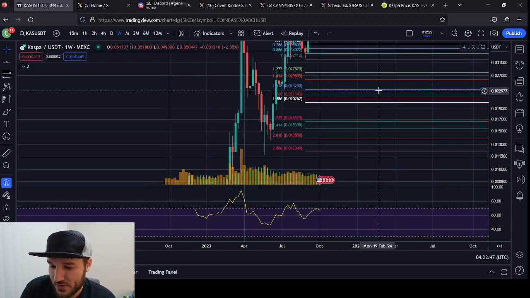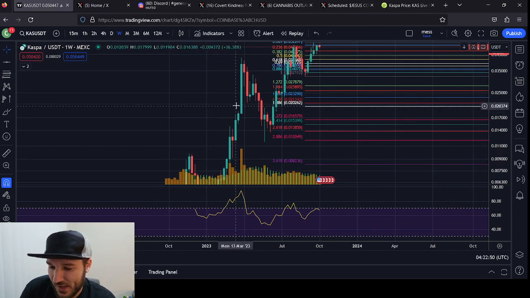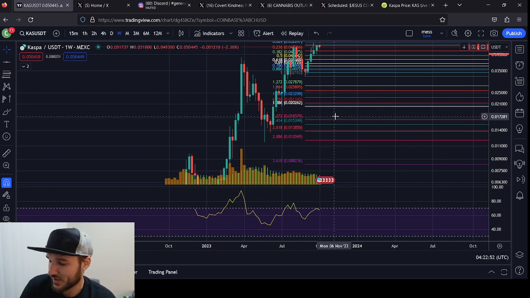This 1.618 might be support, but again, there is that lack of volume somewhere around that 1.8 cent area.